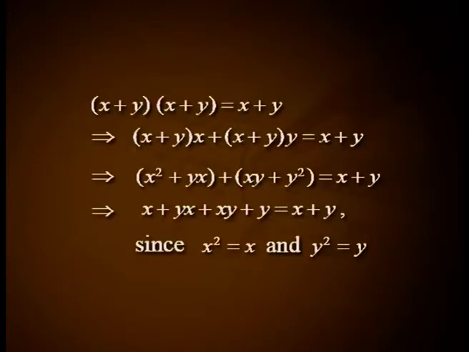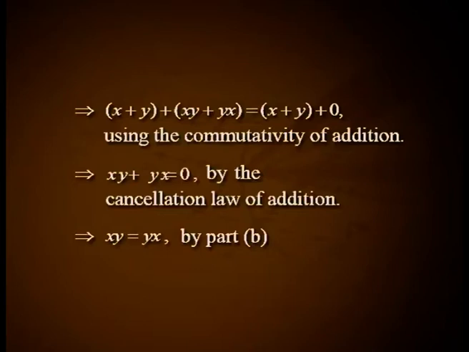(c) For any x, y belongs to R, we have (x + y)² = x + y, that is (x + y)(x + y) = x + y, implies (x + y)x + (x + y)y = x + y, implies x² + yx + xy + y² = x + y, implies x + yx + xy + y = x + y, since x² = x and y² = y, implies x + y + xy + yx = x + y + 0 using the commutativity of addition, implies xy + yx = 0 by the cancellation law of addition, implies xy = yx by part (b).